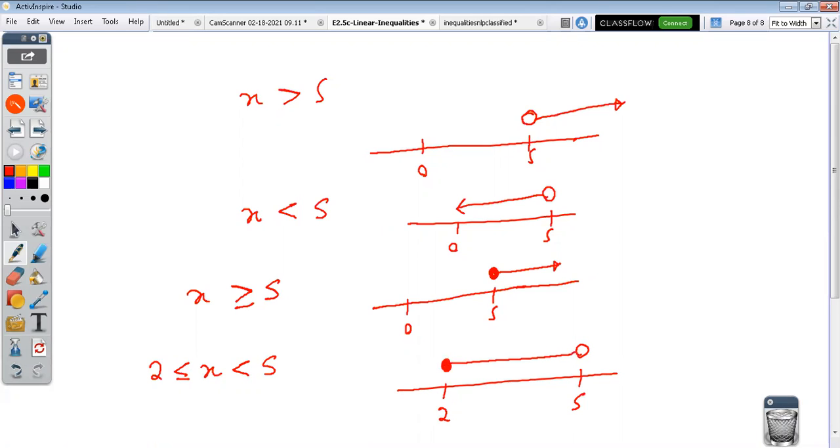That's what it means. 2 is less than or equal to x, and x is less than what? x is less than 5, which means 2, 3, 4, or any other fractions in between. Clear? Making sense?